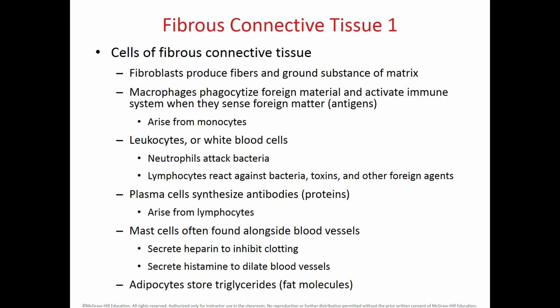So mast cells are cells also found within the fibrous connective tissue, and they are usually found on the sides of the blood vessels and help to secrete heparin, which is a substance that prevents the formation of blood clots so you can have free flow of blood. And also these mast cells secrete histamine to dilate the blood vessels. Adipocytes are these cells of connective tissue that help to store fat.